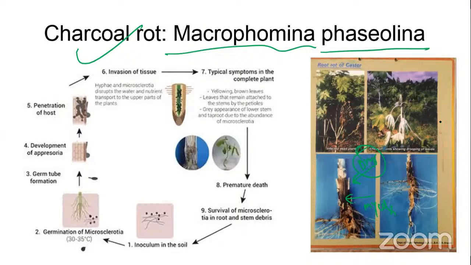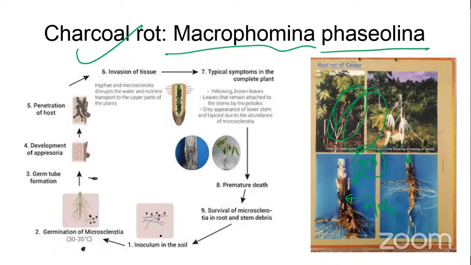Then the stem will be striated. The pith will be disintegrated into a thread-like structure. Then the entire plant will start drooping. Here you can see the wilting.